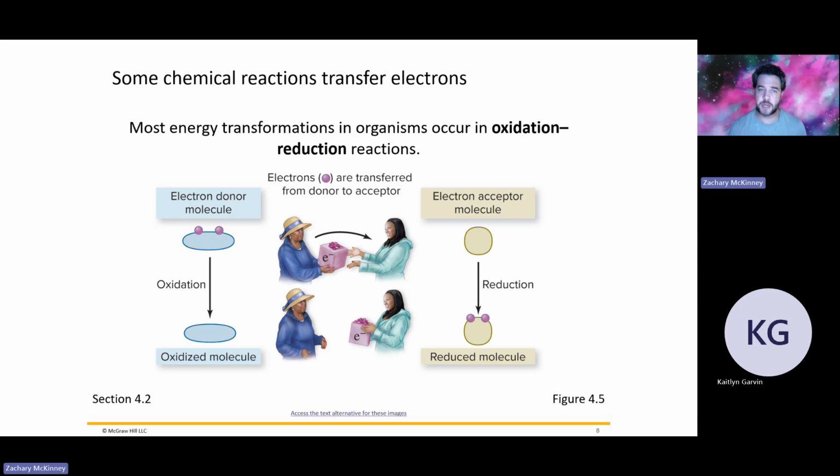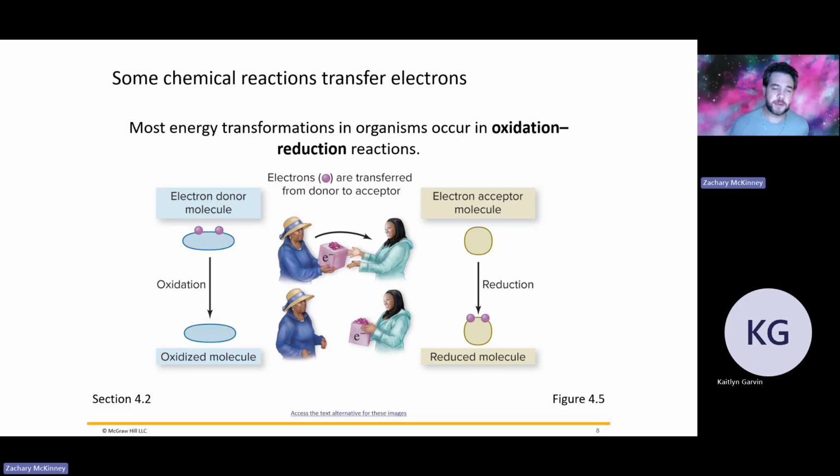There are several phrases, and again, your textbook has these. OIL RIG is a common one. That's one that I always remember hearing. OIL: oxidation is losing electrons. RIG: reduction is gaining electrons. The other common one is LEO the lion says GER: losing electrons, oxidation, gaining electrons, reduction. So OIL RIG and LEO GER, however you want to remember it. This one, the book is showing this image of people giving and receiving gifts. So the one that gives the electrons, that's the oxidized molecule. The one that receives is the one that's been reduced.